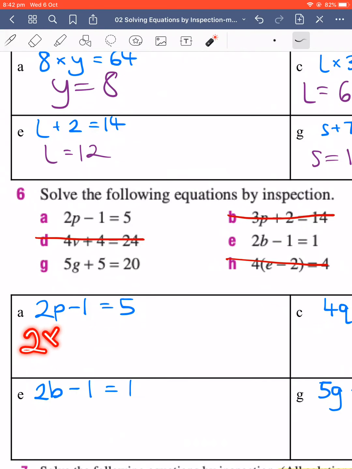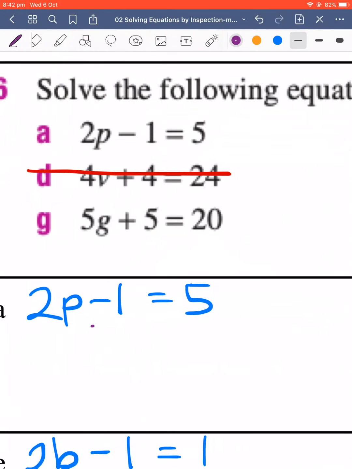So maybe 2 times 1, which would give me 2. So 2 minus 1 does not equal 5. Might have to play around with a couple of these ones. I'm going to use my balance method in particular for this one. So if I have got minus 1 here, that means the reverse is going to be plus. Those two cancel out. So I've got 2p equals 6.